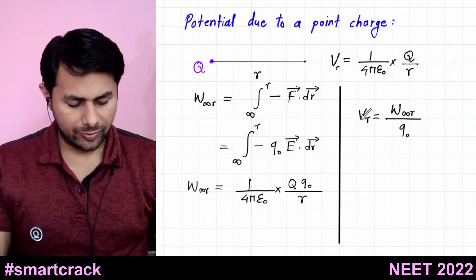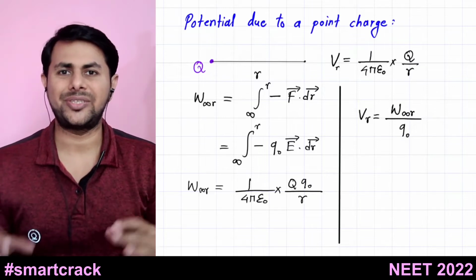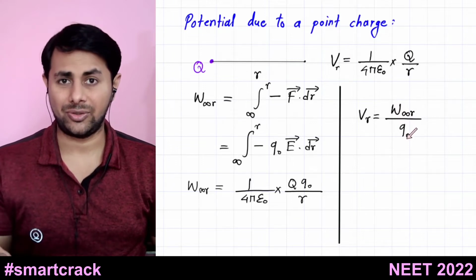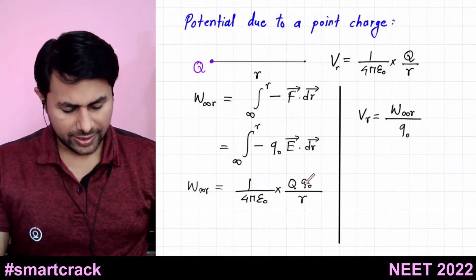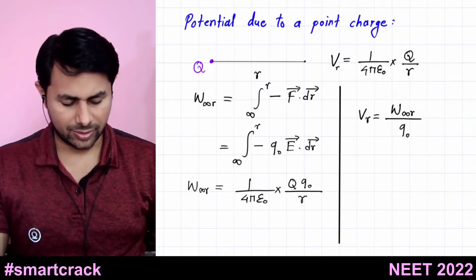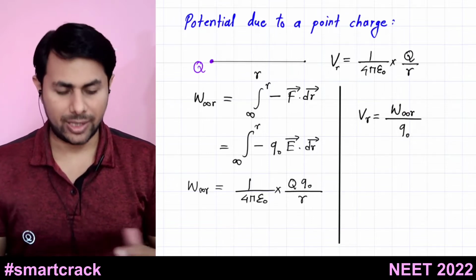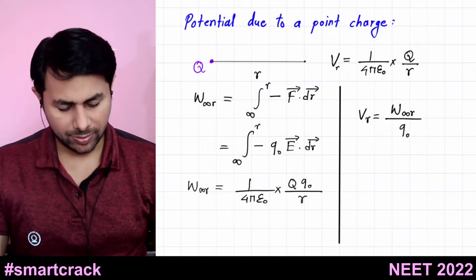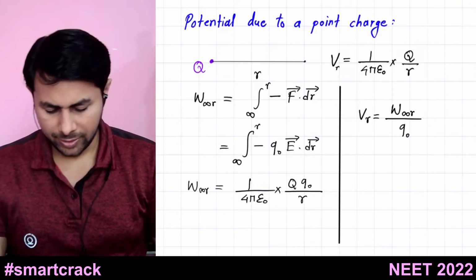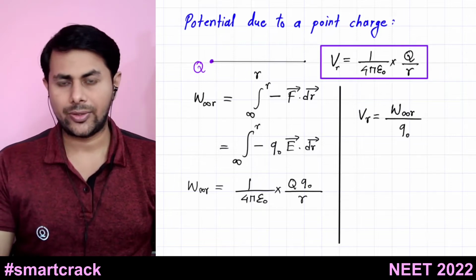So V at r, the potential due to this charge at distance r, should only depend on this charge and not the other charge, right? So it is the work done divided by that other charge that you are bringing in. This Q naught in the denominator cancels out with the Q naught in the numerator of the work done formula, and we get this formula. So this is the potential due to a point charge. This formula we need to remember: 1 over 4 pi epsilon naught into Q upon r.